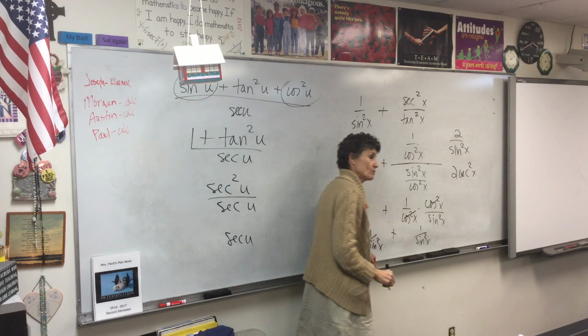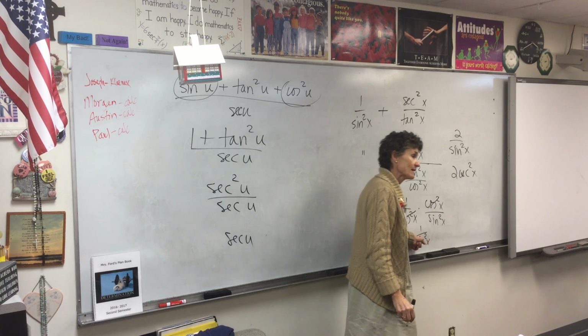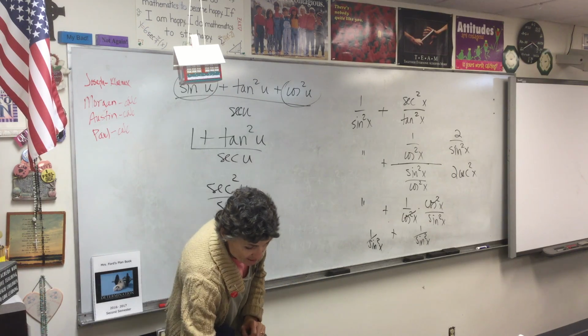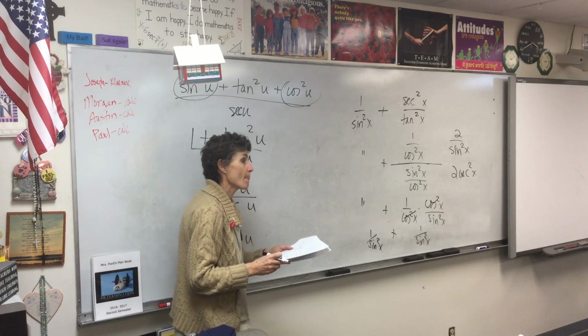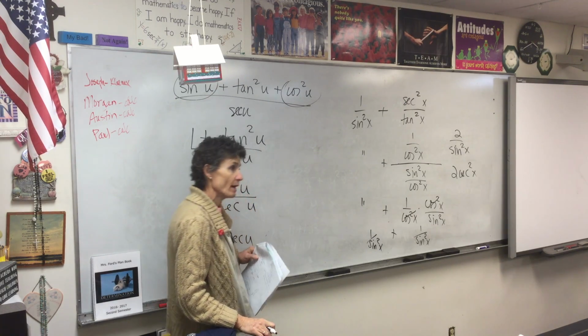Because what's 1 over sine? Cosecant. So this is cosecant squared, that's cosecant squared, add them together, get 2 cosecant squared. What did I say? I said you are welcome to leave it that way. Well, thank you.